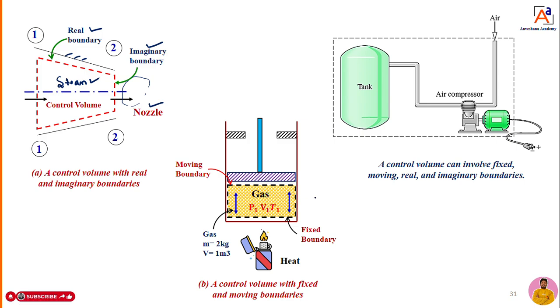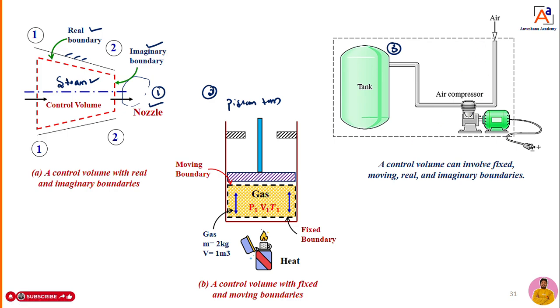One more example you can see now. That is what I told: moving boundary and fixed boundary, piston and cylinder arrangement, dear students. One example I already discussed. Okay, this is the first engineering application, this is the second engineering application, and we can take the third engineering application here, the compressor.